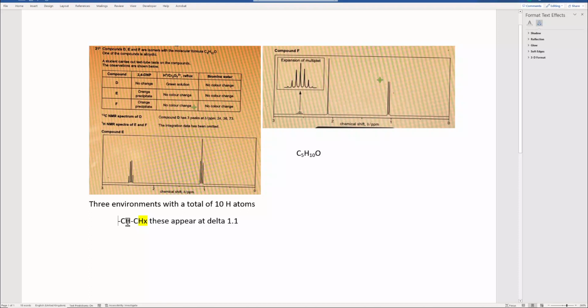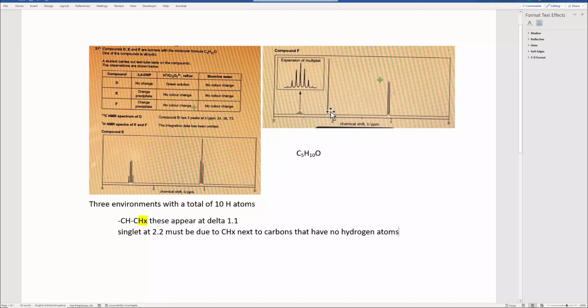Okay, so let's continue. So the singlet at 2.2 must be due to CHX. Again, we don't know how many hydrogens, next to carbons that have no hydrogen atoms. Now, how is this possible? Well, it's possible if we've got our formula there. We know there's an O in there, so what could we have?